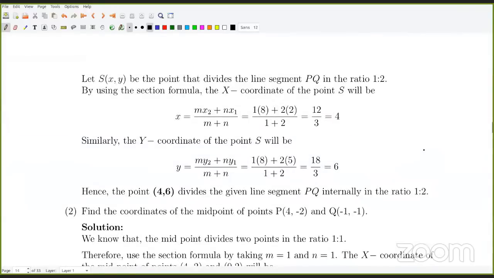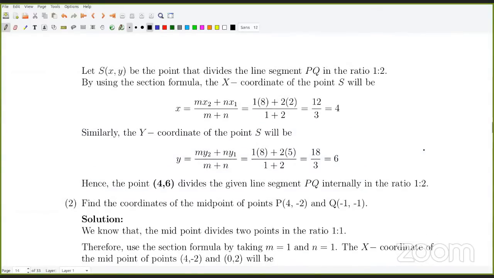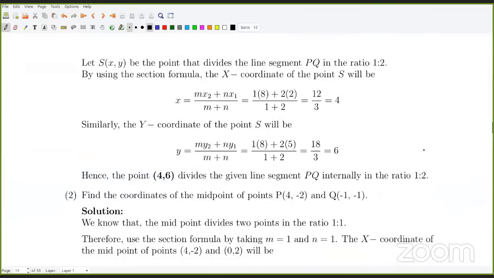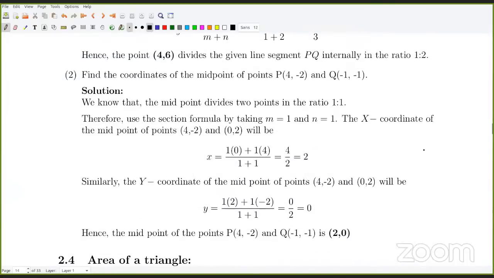Sir, just one thing. Do we need to check whether that thing cuts internally or externally, or we'll just move with this formula? No. You just go by this formula. As of now, you just go by this formula. Okay, sir. Thank you, sir.